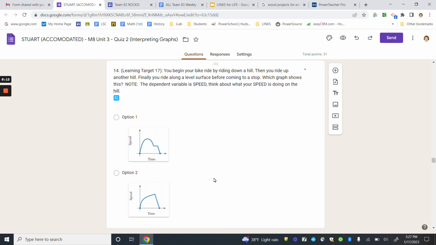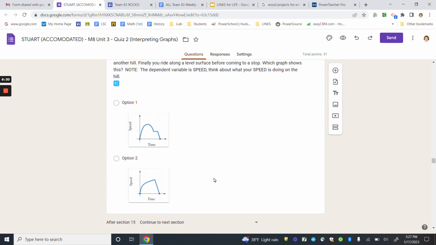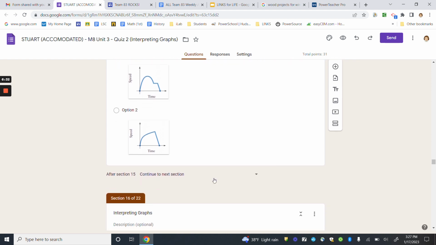Number 14, you begin your bike ride by riding down a hill. Then you ride up another hill. Finally, you ride along a level surface before coming to a stop. Which graph shows this? Note, this is a speed graph. Think about what your speed is doing on the hill. Is it option 1 or option 2?